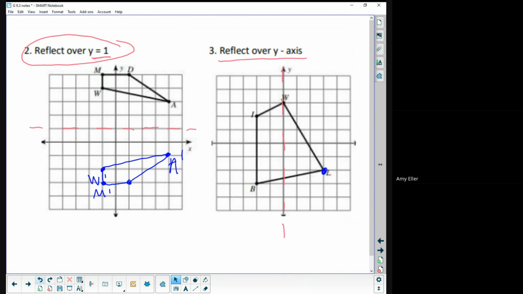So here we go. L. 1, 2, 3 units to the line. 1, 2, 3 units on the other side. B. B is on the other side of the line. That's no problem. It's 2 units from the line. 1, 2. So I go 2 units on the other side. Do J.